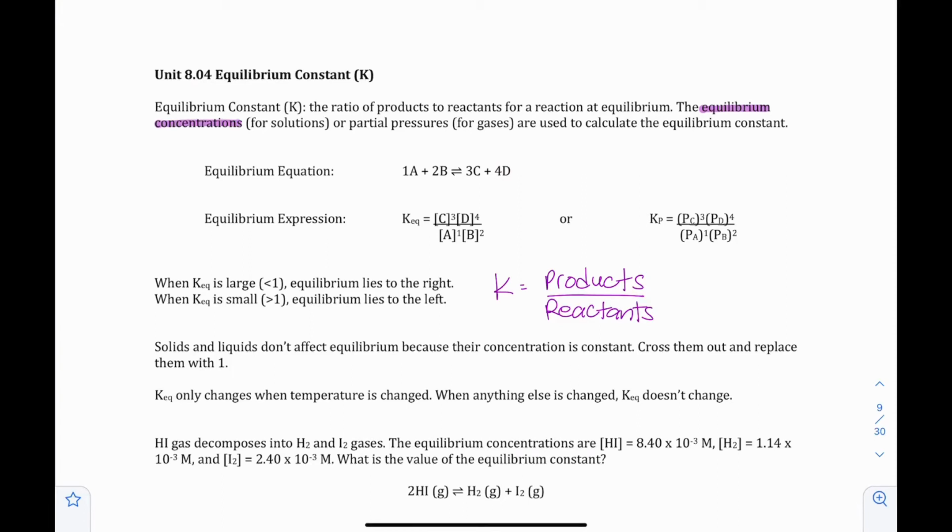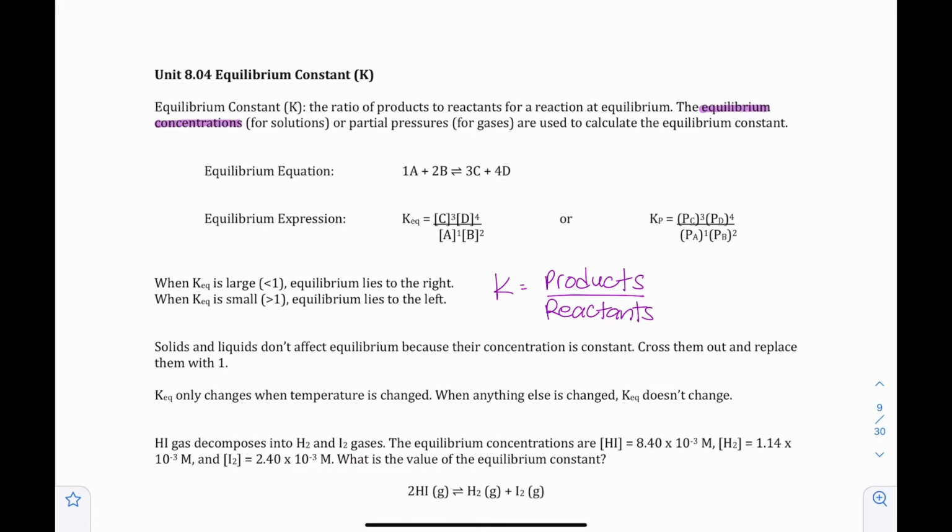Equilibrium constant K is the ratio of products to reactants at equilibrium. K is products over reactants, so to calculate K, we're going to put the equilibrium concentration of the products over the equilibrium concentration of the reactants, raised to their respective coefficients from the balanced equation.